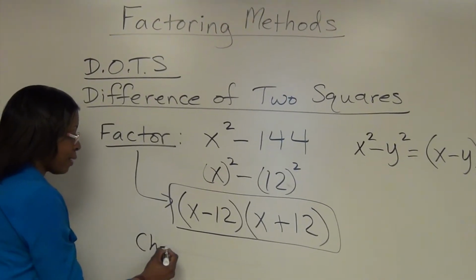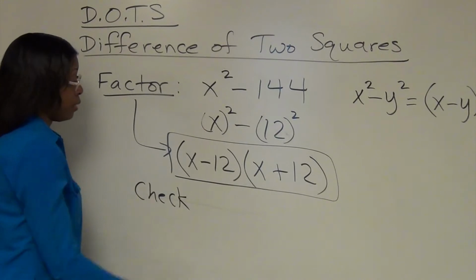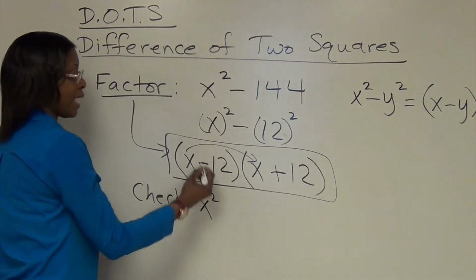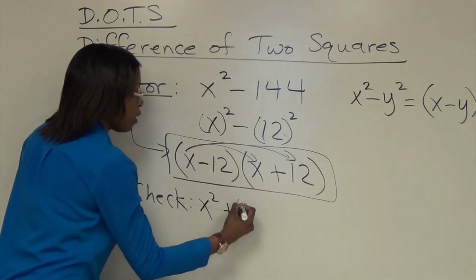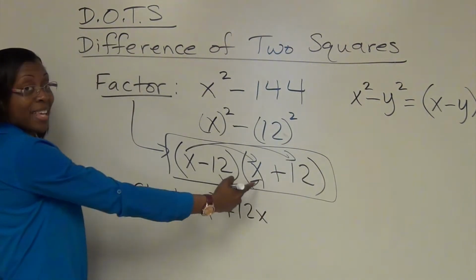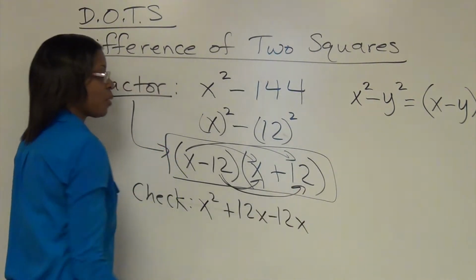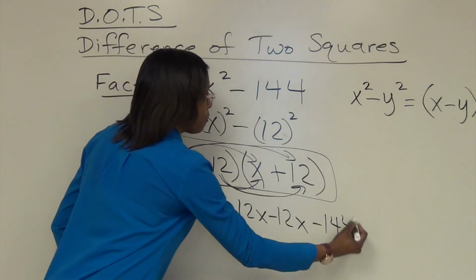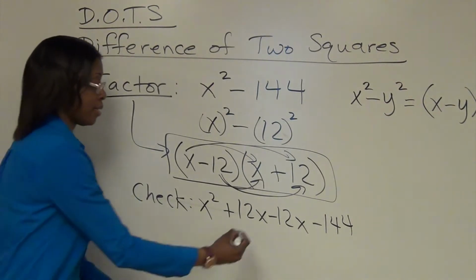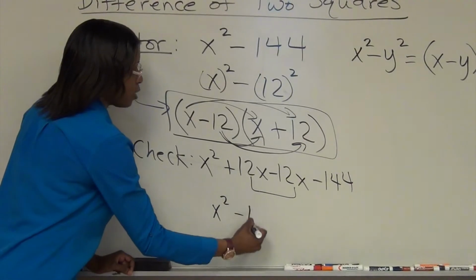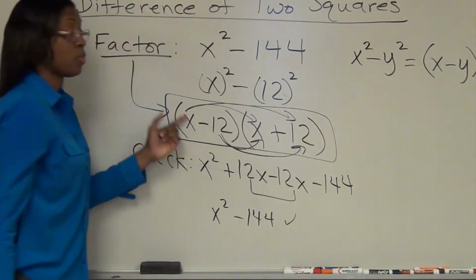If we want to check it, we will do FOIL. If we do FOIL, we get x times x is x squared. And x times this is 12x. Negative 12 times x is negative 12x. And negative 12 times 12 is negative 144. What happens to the middle two terms? They cancel each other out because they're opposites. x squared minus 144 is our original. That means we did it correctly.